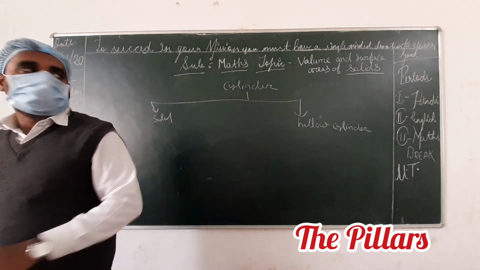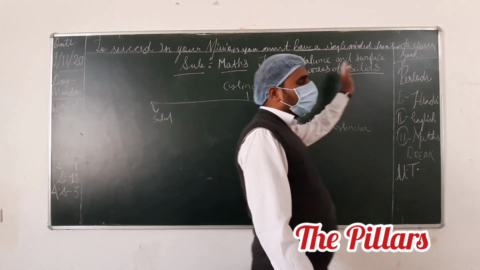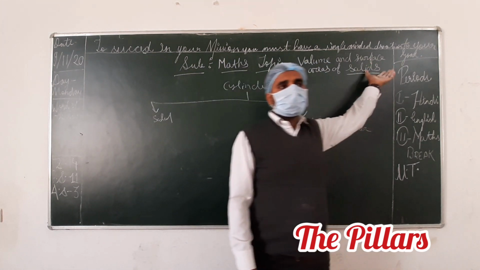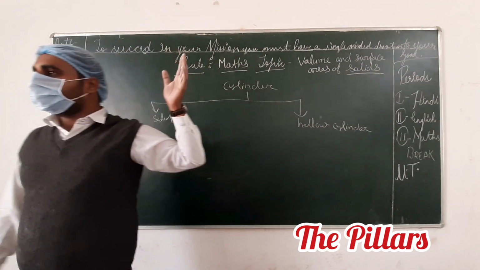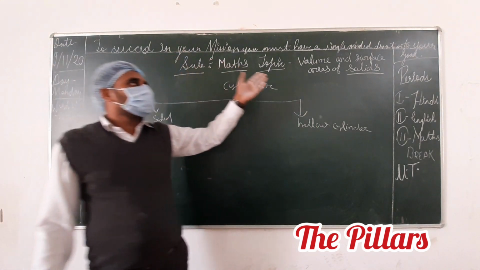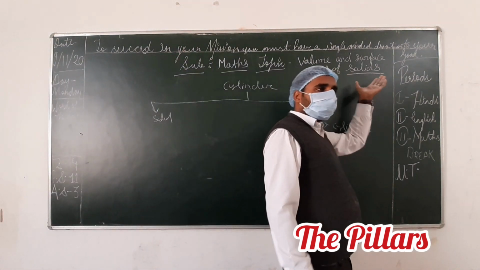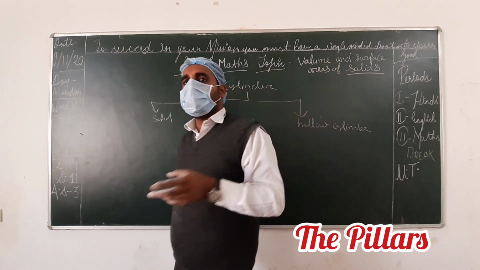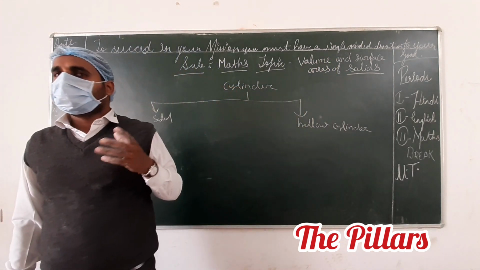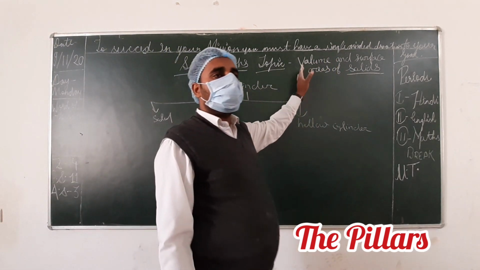We have to discuss the volume and surface area of solids. This is chapter 15 of our book. We have to discuss the cube and cuboid. Does anyone have any problem with cube and cuboid?